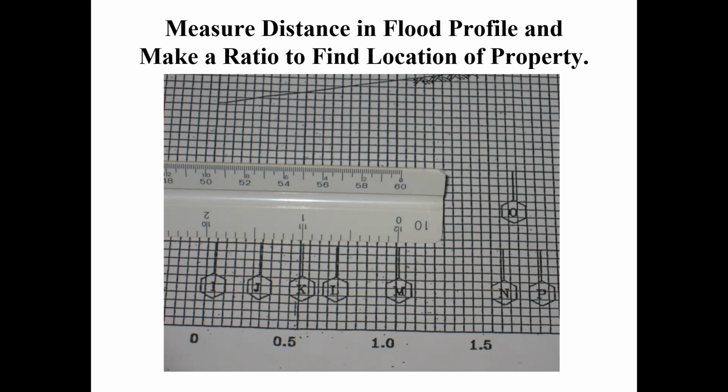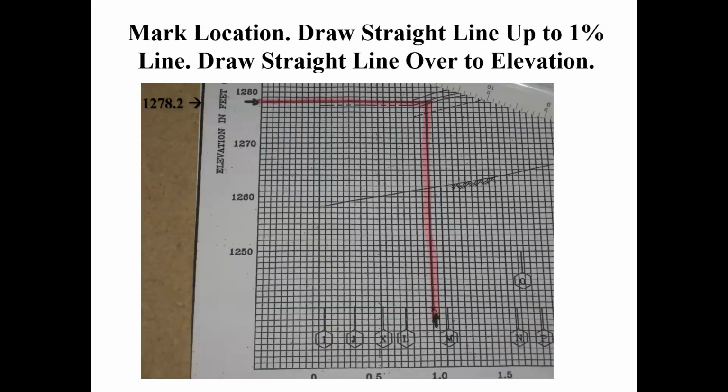So our upstream corner of our house is about 2 lines down from cross section M. So we're going to put a mark right there so we know where it is, and then we're going to draw a line all the way straight up through all of these lines.